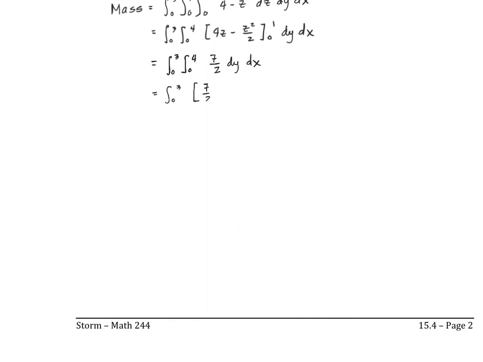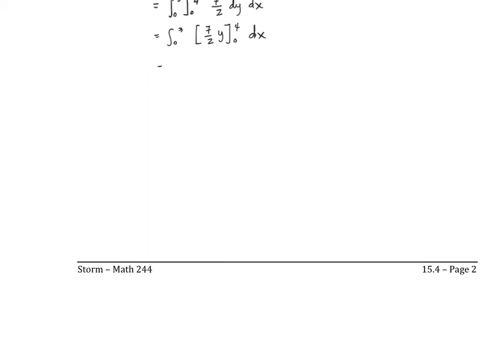We have 7/2 y. And when we evaluate that integral, it's going to be 4 times 7/2, which would be 28 over 2, or 14, and then minus 0. This is simply 14 dx, which would be 14x. When I evaluate it from 0 to 3, I get 42.